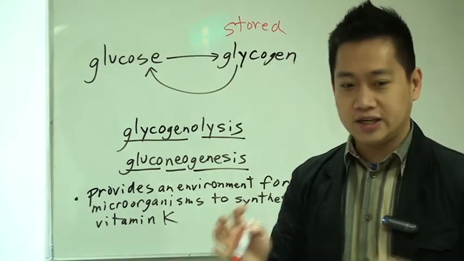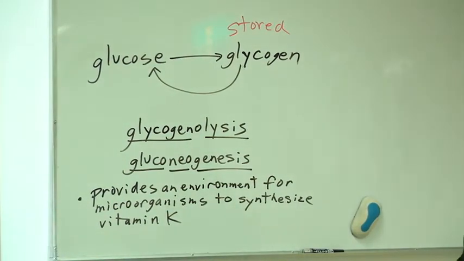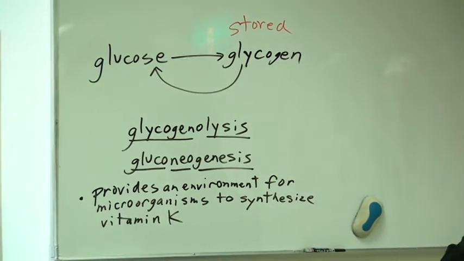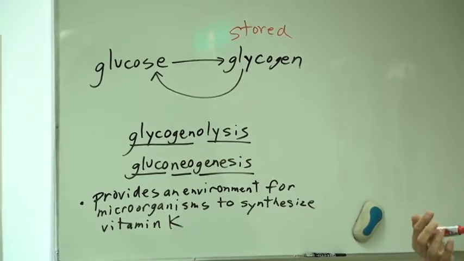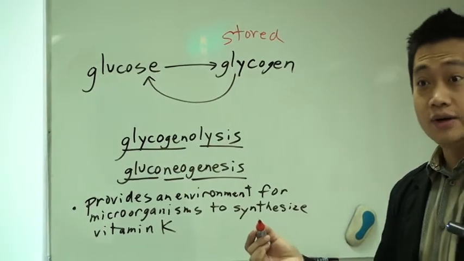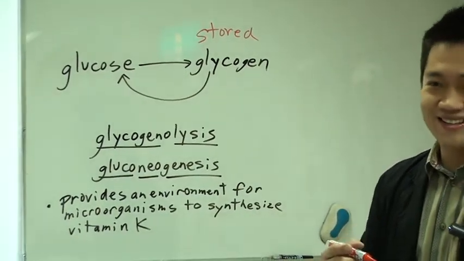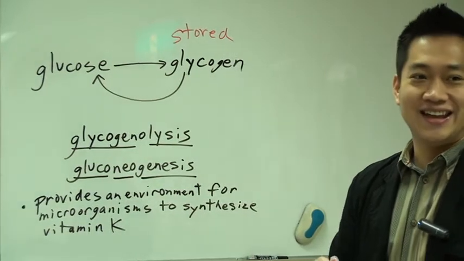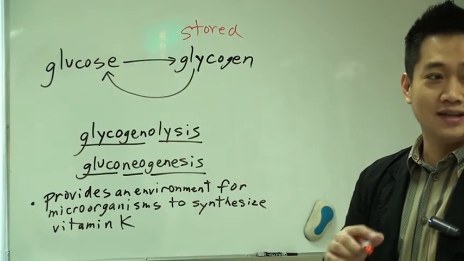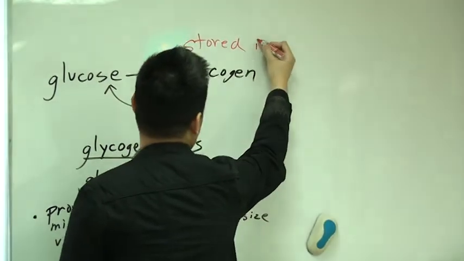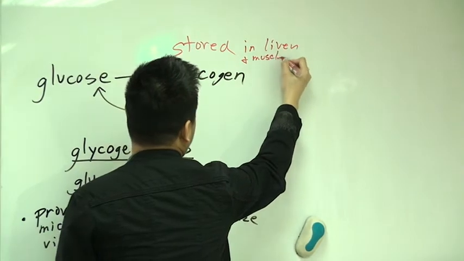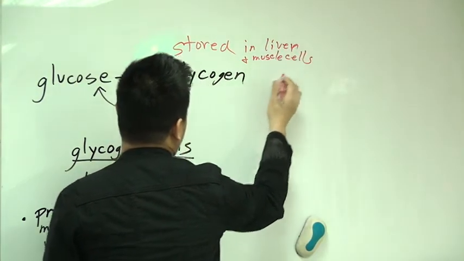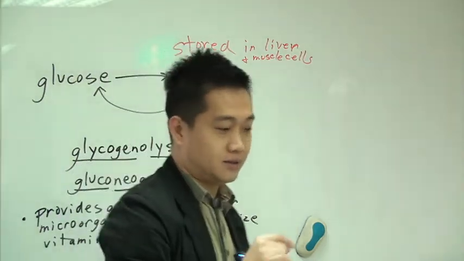When you keep the glucose inside the body, we don't call it glucose, we call it glycogen. Where do you store it? Where do you keep your glucose in the body if you eat too much? Not pancreas. Liver, and where? Muscle cells, in the muscles. So glycogen is stored in the liver and your muscle cells.